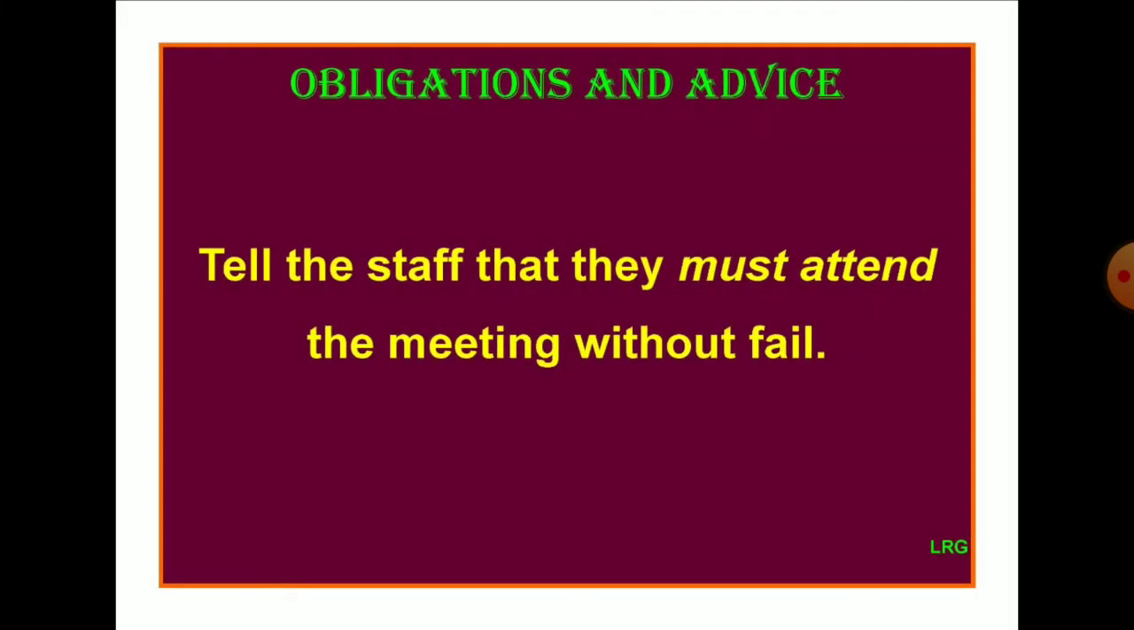Tell the staff that they must attend the meeting without fail. In this sentence, the modal auxiliary must and the main verb attend indicate an obligation or insistence expressed by the speaker. That is the point you have to note. Use the modal auxiliary must with some other verb when you want to express an obligation or insistence on something from the speaker's point of view.